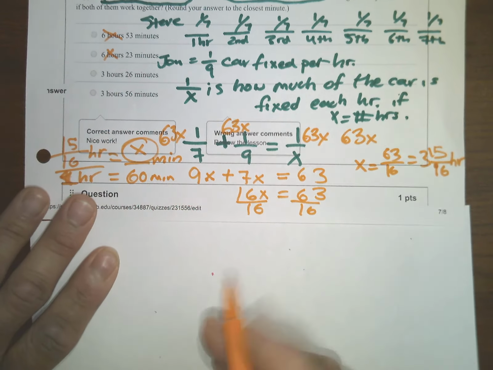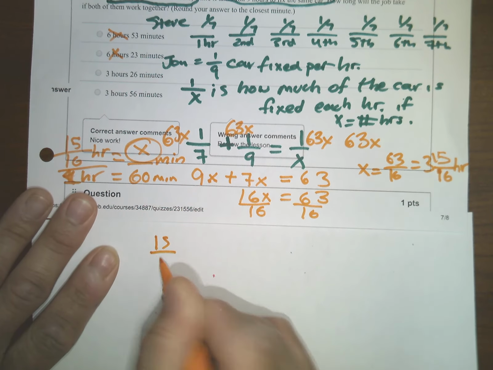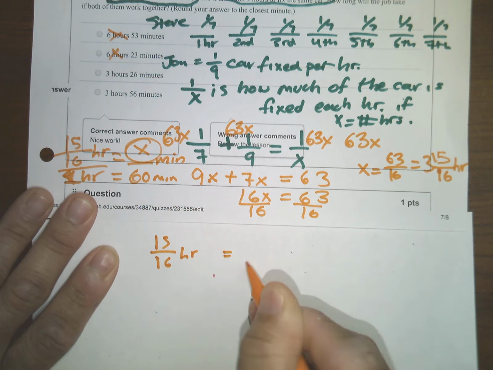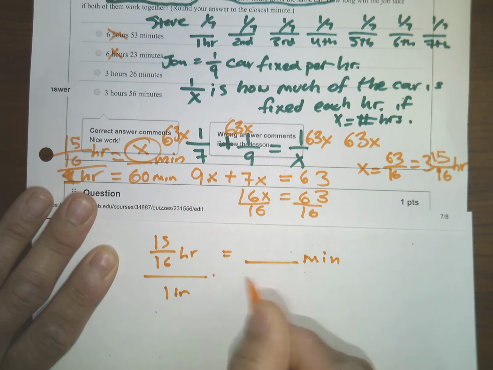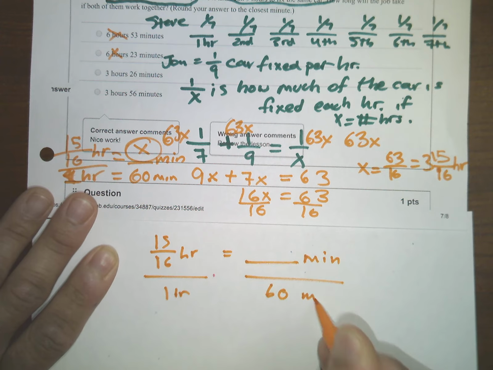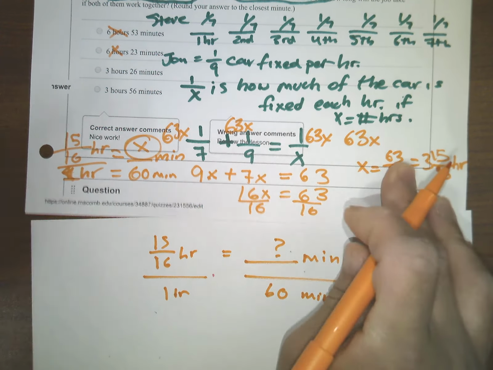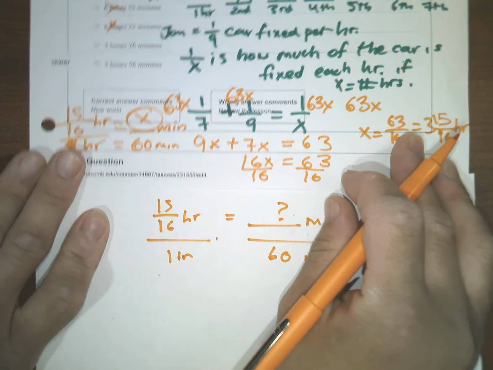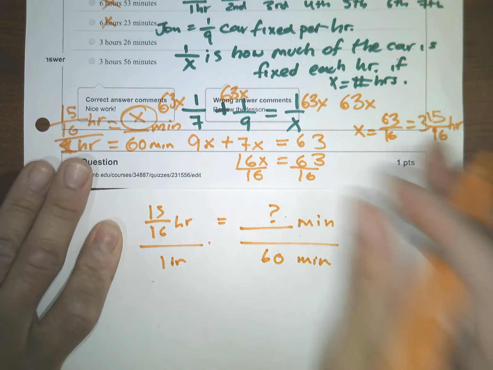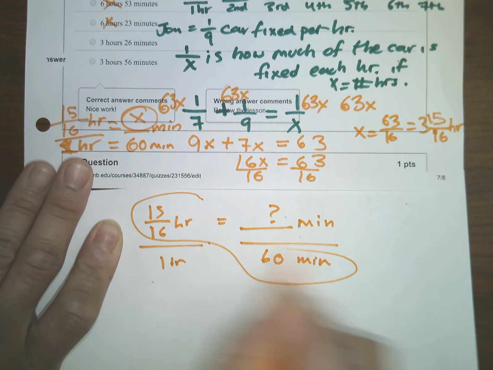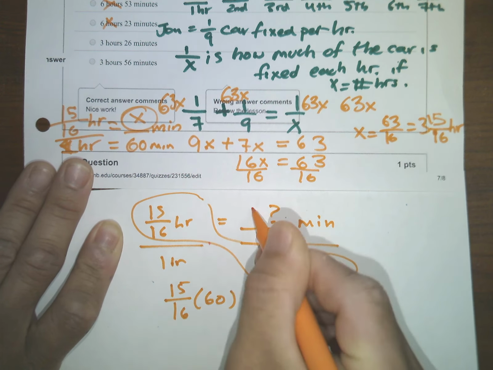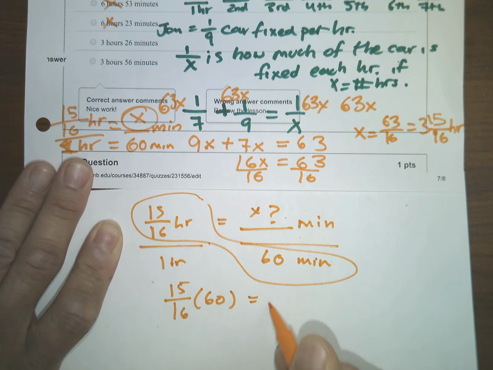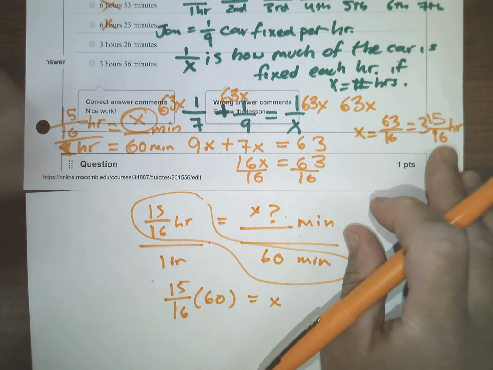Again, I want to have 15/16 of an hour equals blank number of minutes. And I know that 1 hour is equal to 60 minutes. And so this is x minutes, the number of minutes that 15/16 of an hour equals. So I'll cross multiply. 15/16 times 60 is equal to x times 1, or just x.